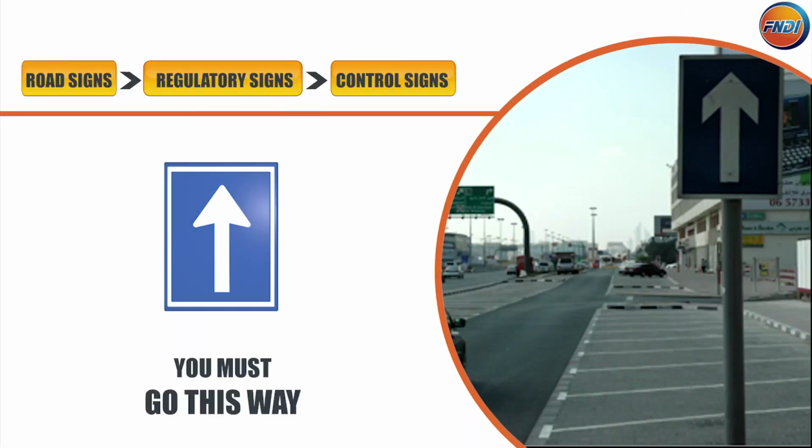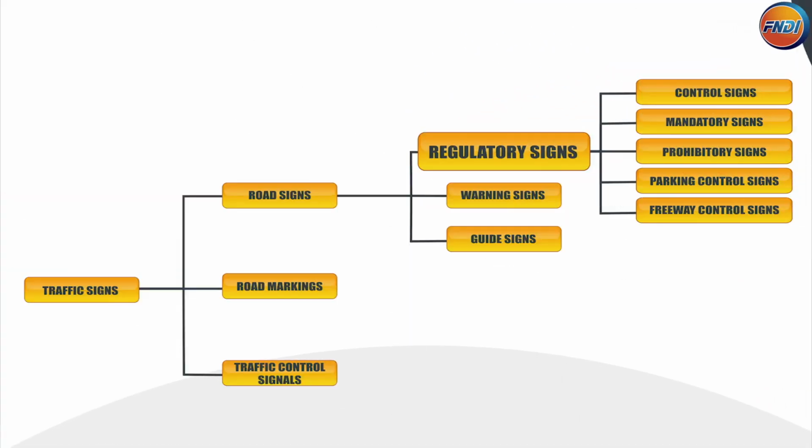You must go this way. This sign shows the only permitted direction of travel, in the road or portion of the road on which they are posted. This sign can be seen at service roads, one-way streets, and parking lots. If the arrow is pointing to any direction, like left or right, then you must follow the direction of travel as per the sign. Now let's learn about the second type of regulatory sign, that is, mandatory signs.